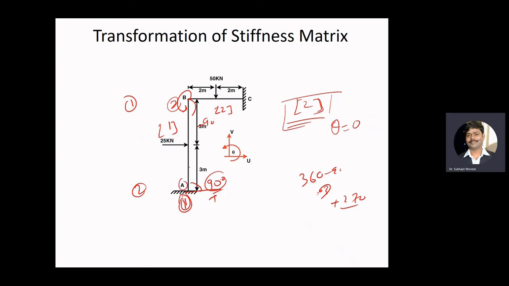Now, since this first frame member is inclined at some angle, we need to apply a transformation matrix. Now here we have to learn how the transformation matrix looks like. We have learned that for a truss element we need to apply transformation, and we also learned how the transformation matrix looks like for the truss element. Now we'll extend that same philosophy for a frame element.